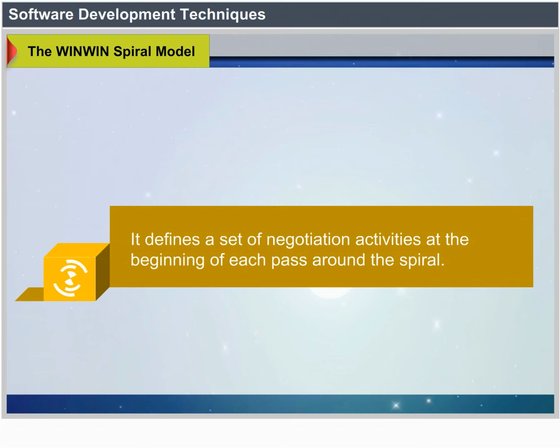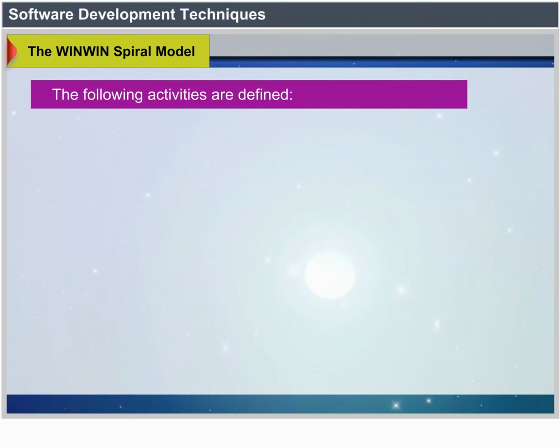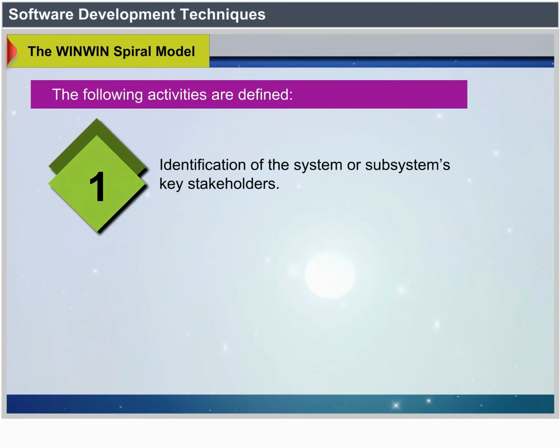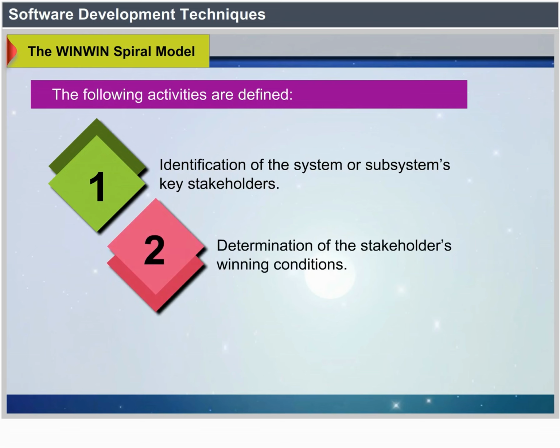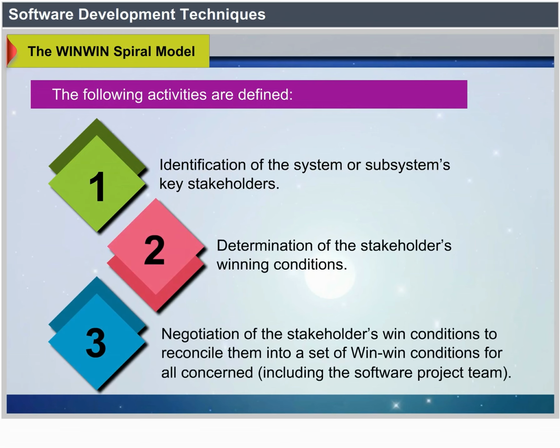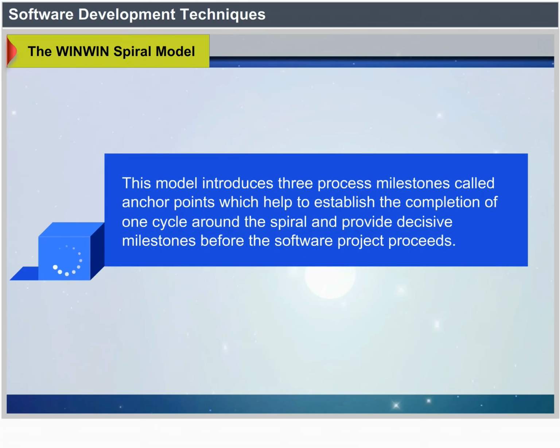The following activities are defined: identification of the system or subsystems key stakeholders, determination of the stakeholders' win conditions, negotiation of the stakeholders' win conditions to reconcile them into a set of win-win conditions for all concerned, including the software project team. This model introduces 3 process milestones called anchor points that help to establish the completion of one cycle around the spiral and provide decision milestones before the software project proceeds.